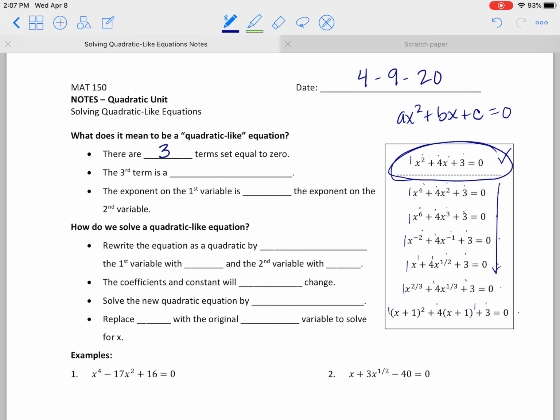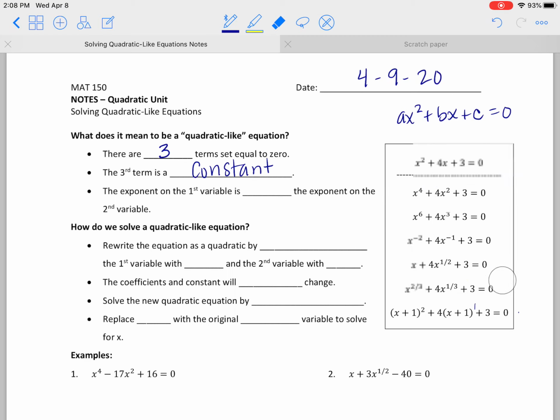So instead of 2 here and 1 here, we've got 4 and 2, we've got 6 and 3, we've got -2 and -1, we've got 1 and a half, 2/3 and a third, 2 and 1 again. So we want that to be true in any of these quadratic-likes. We want those properties to hold, where we've got the three terms equal to 0. The third term is a constant in every single one, and it's the same constant.